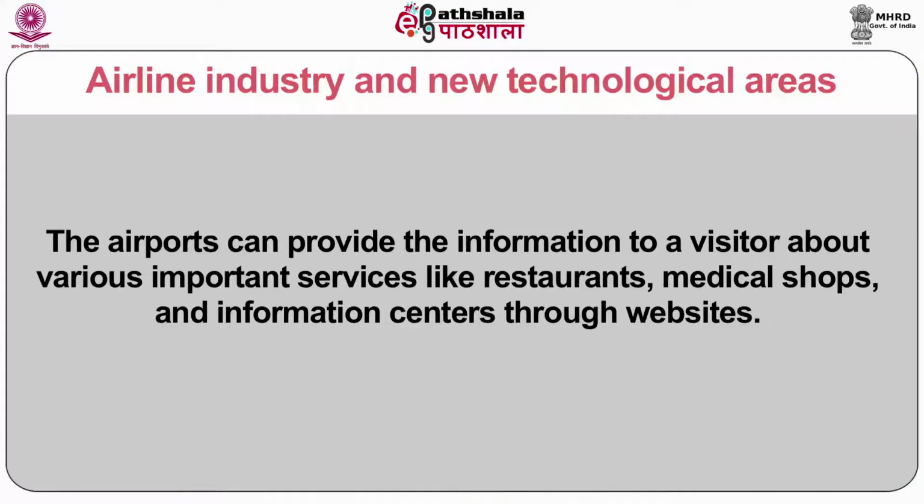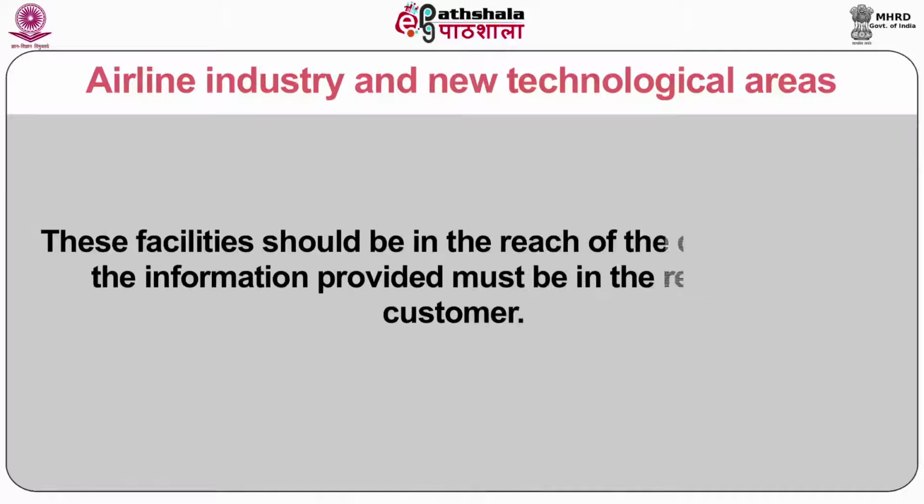By monitoring and controlling information on the stakeholders, the airports can provide data on the local community to the passengers and the information of passengers to the community. The airports can provide information to a visitor about various important services like restaurants, medical shops, and information centers through their websites. These facilities and the information provided must be within the reach of the customer.